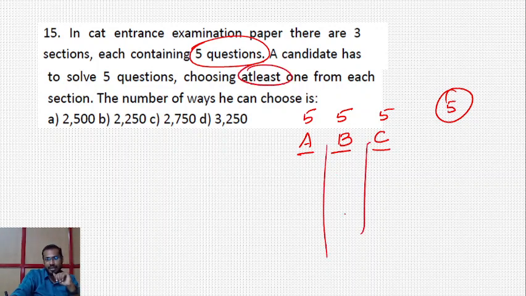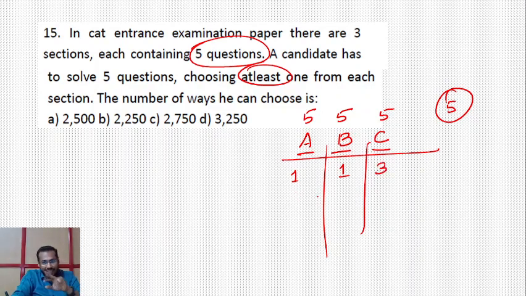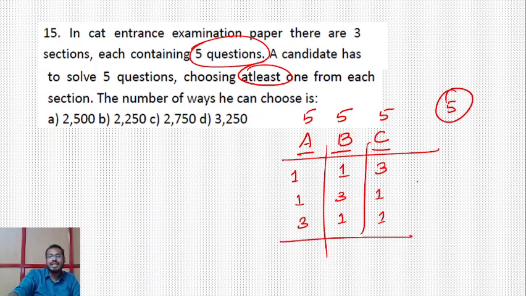So I'm going to put a tabular column. You need to attempt at least 1 question from each section. If I write one question in 2 sections, here I need to write 3. The same combination I can interchange, right? 1, 3, 1. 3, 1, 1. So all these, finally I'm going to complete 5 questions.